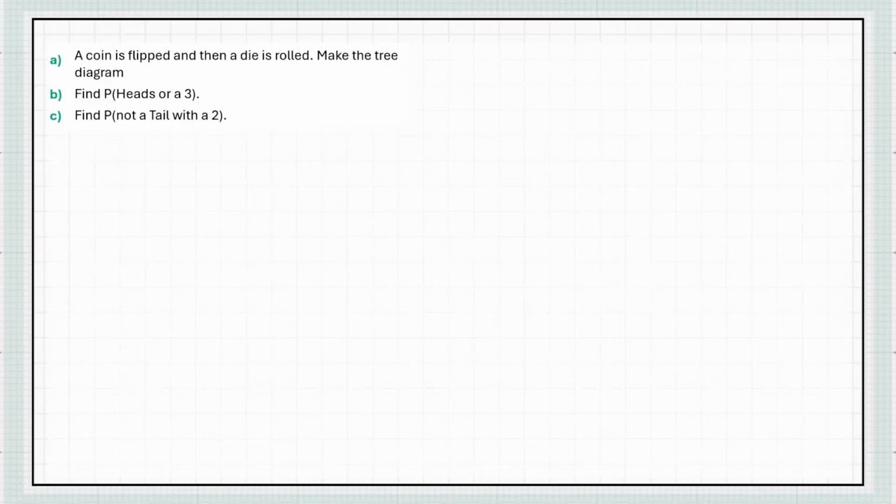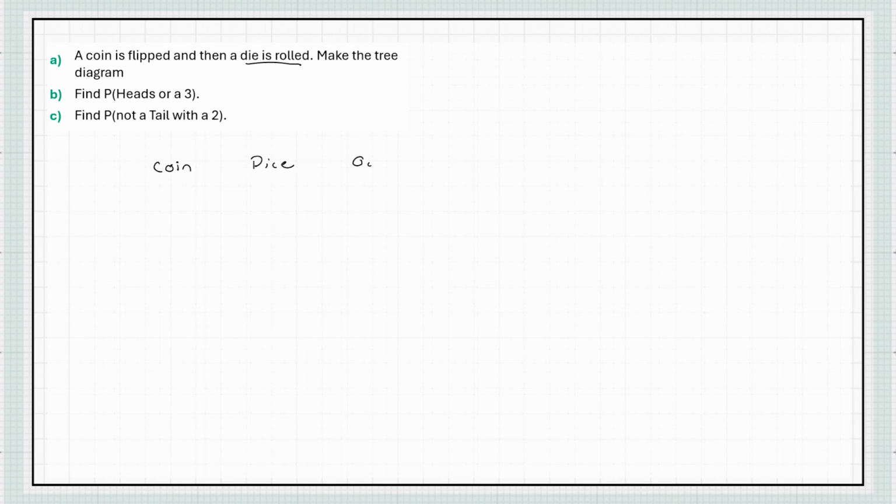Alright, welcome back. So now we're looking at how a tree diagram can be used to help us out with some probability questions where we have ultimately some compound events. So let's get started with our first one. We have our coin toss and we also have our die roll.